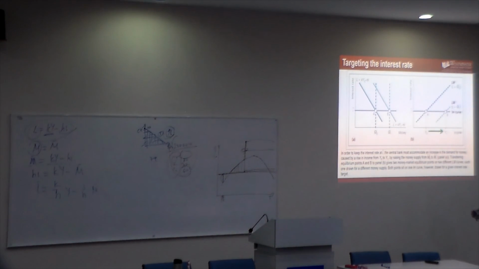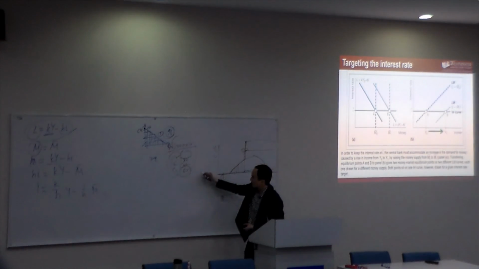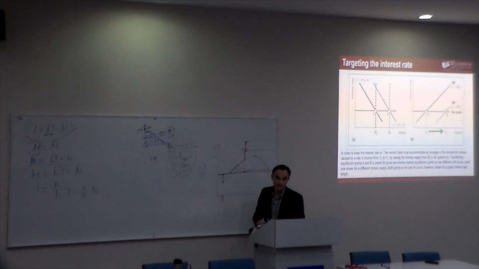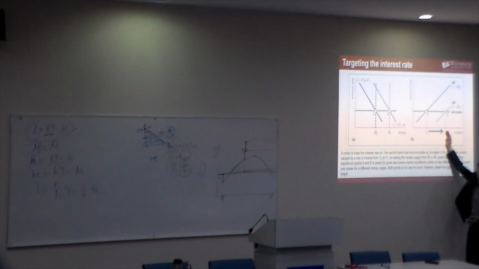What if the government is strongly targeting the interest rate? They want to keep the interest rate constant, not change it. But income increases. If income increases, then there is higher demand for money, so the interest rate should increase, right? It should increase.